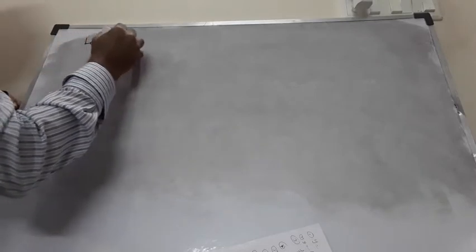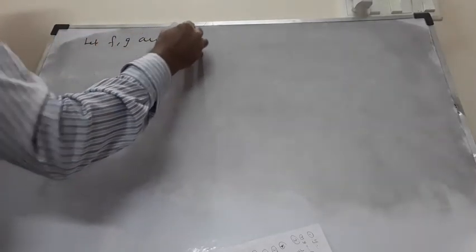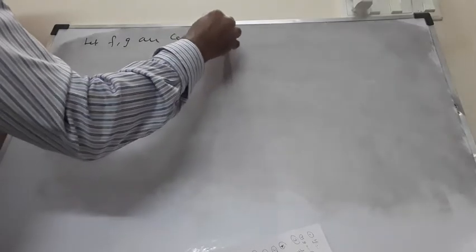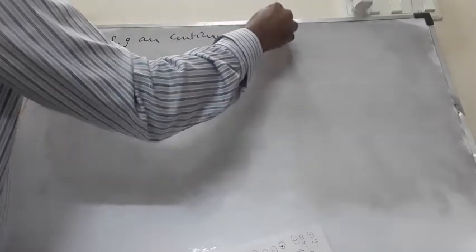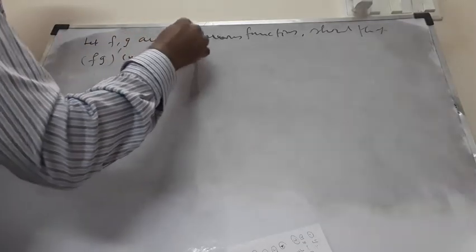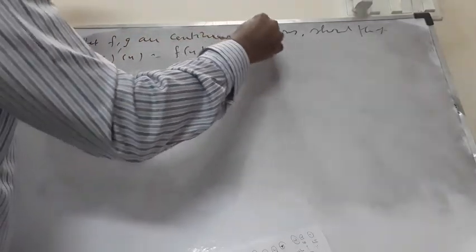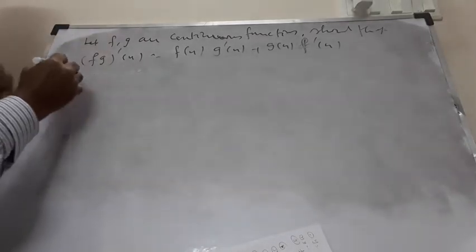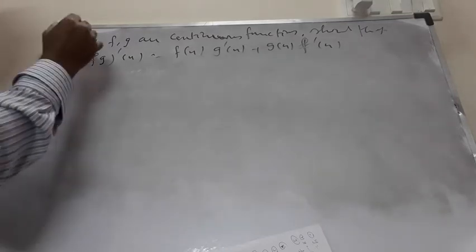Okay, next one more result. Just think about f, g are continuous functions. f, g are continuous functions. Show that (fg)'(x) is f(x) into g'(x) plus g(x) into f'(x). This is called the product rule of differentiation. This rule is called the product rule of differentiation. Let me think about the final answer.